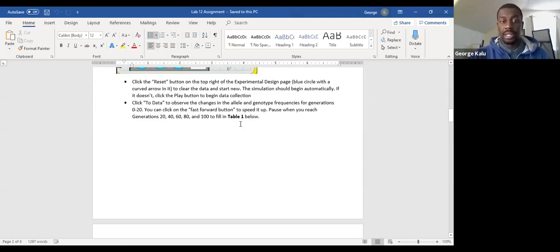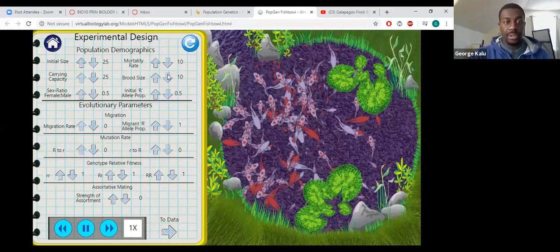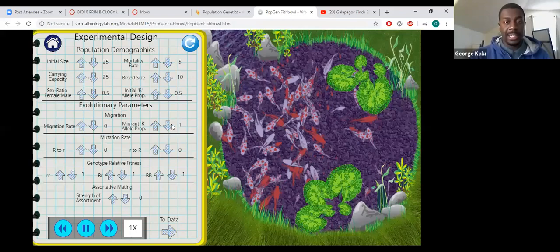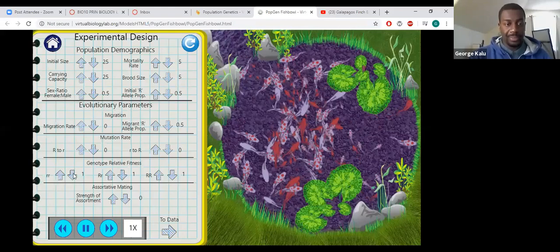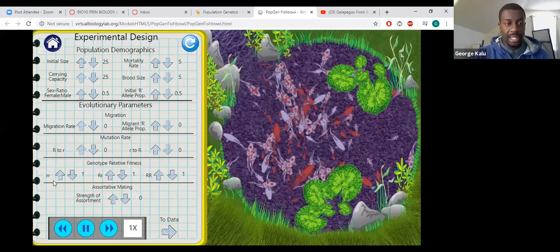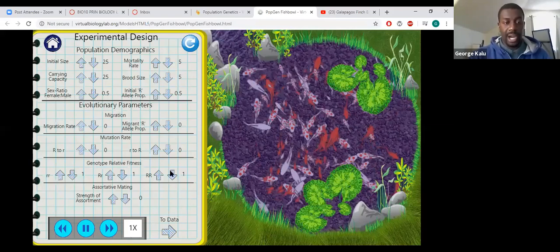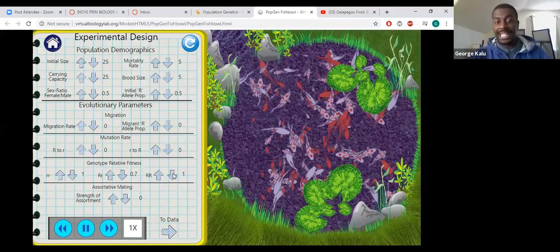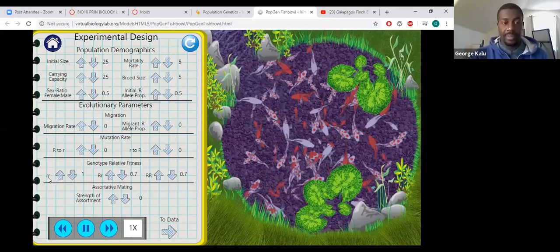Okay. So I think for this one, we're going to reduce the population size to 25, reduce the carrying capacity to 25, the mortality rate we're going to drop to 5, brood size we're going to drop to 5, and then migrant R allele proportions, we're going to drop to 0. Little r, the homozygous recessive genotype, we're going to leave at 1. The other 2 we're going to put to 0.7, which means that they're going to have a reduced fitness compared to the homozygous recessive ones.